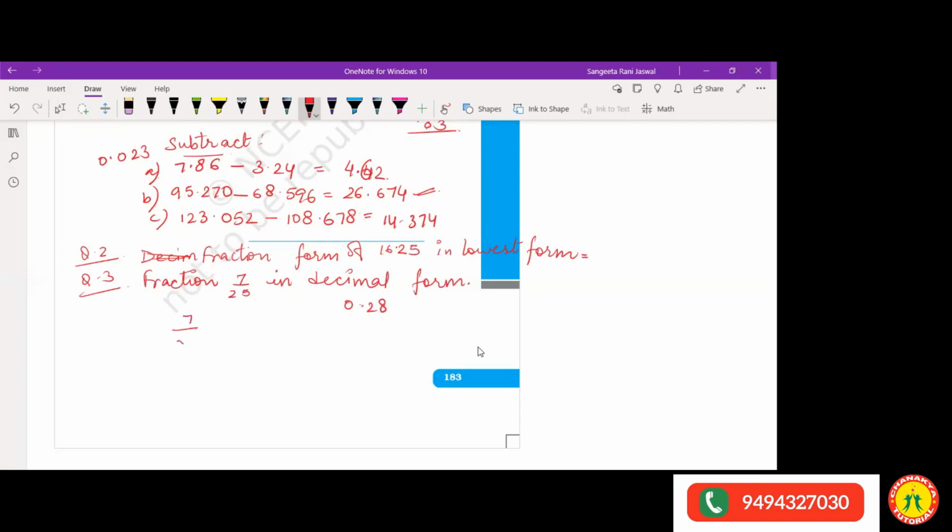7 by 25. If I make it to something in hundreds, I will multiply this by 4. So I get 100 here. Same here, I will multiply, I get 28. So I get 0.28. Advika, are you ready with the second answer? Advika? Advika, are you there?